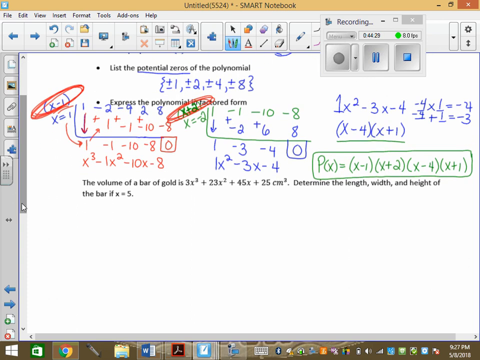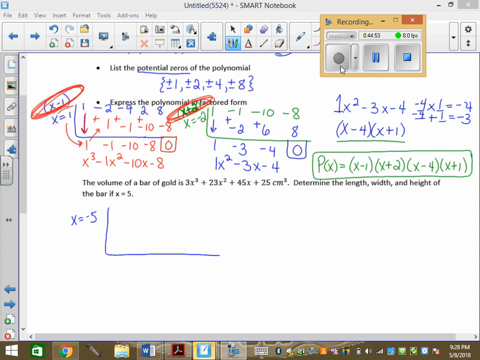Okay? The next one says the volume of a bar of gold is 3x cubed plus 23x squared plus 45x plus 25 centimeters cubed. Determine the length, width, and height. They literally just want you to factor it. Get the three factors because that would be the length, width, and the height. Okay? So x equals -5 when I plugged the equation into my y equals and looked to my table. X equals -5 is an x-intercept. So my factor is x plus 5.